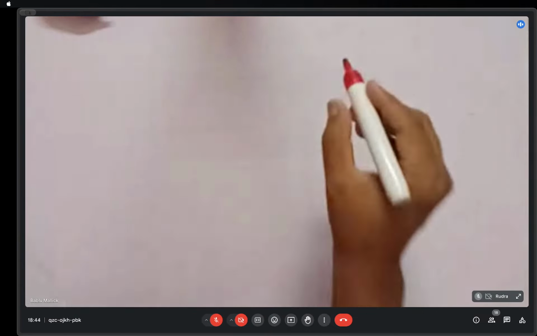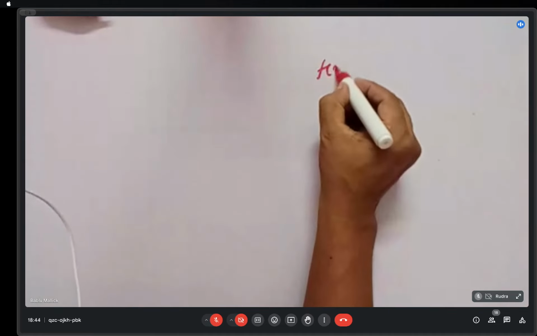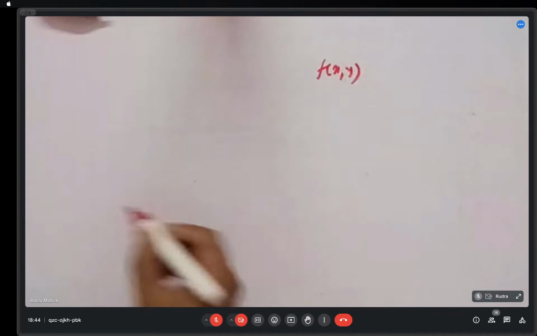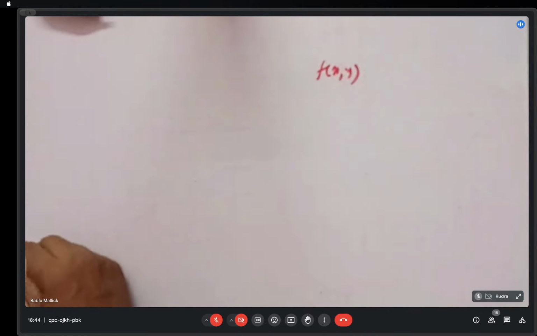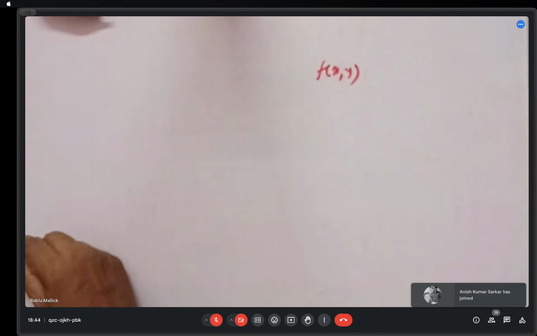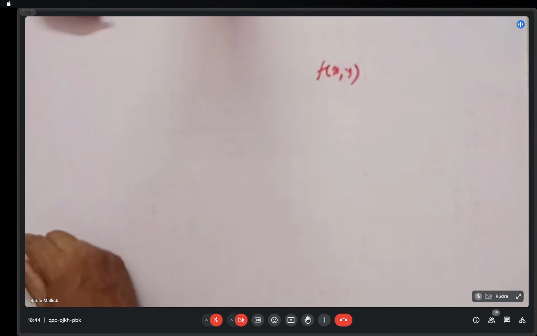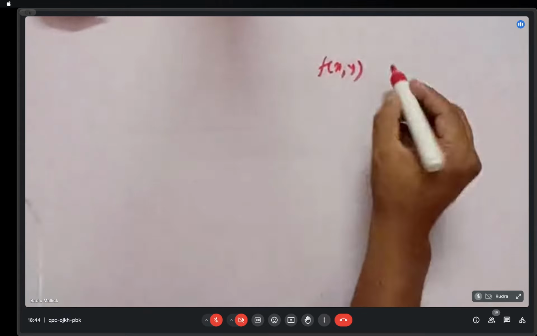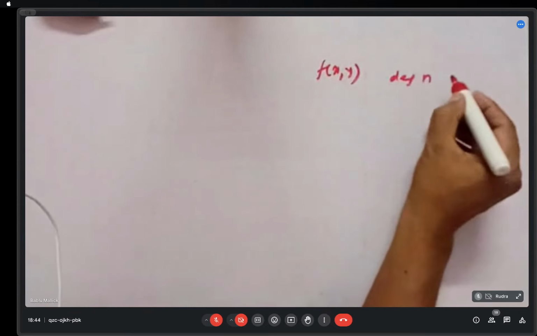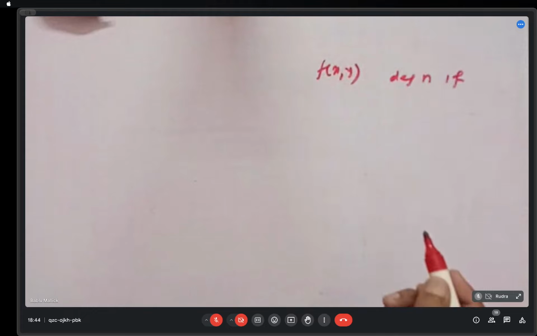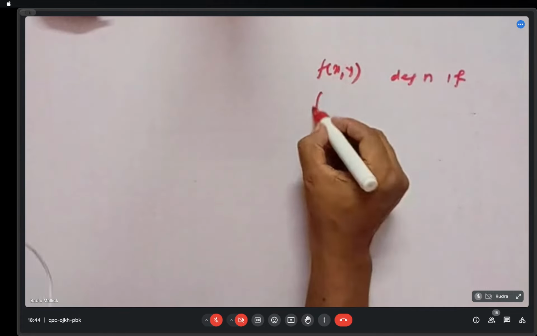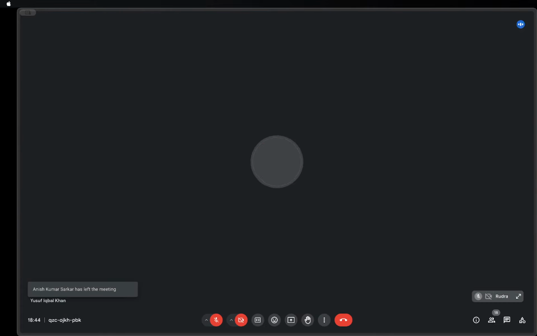A function f of x comma y is said to be homogeneous function of degree n if f of tx, can you please repeat the whole thing again?